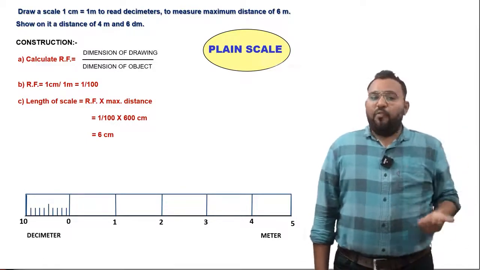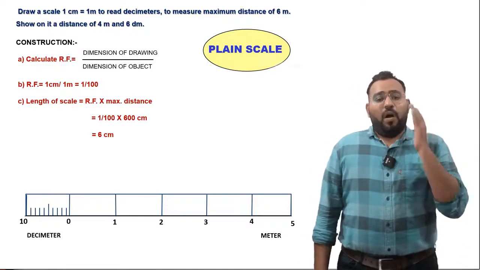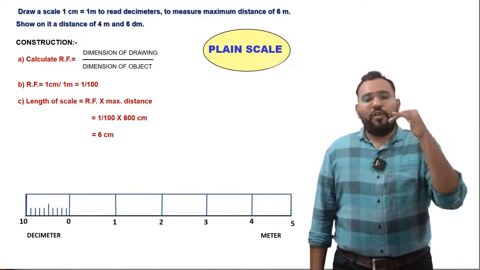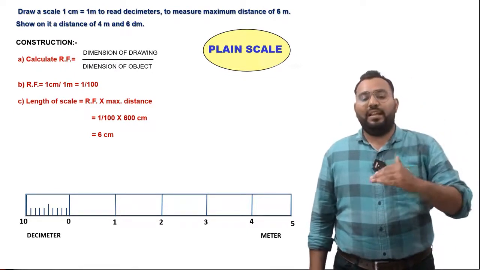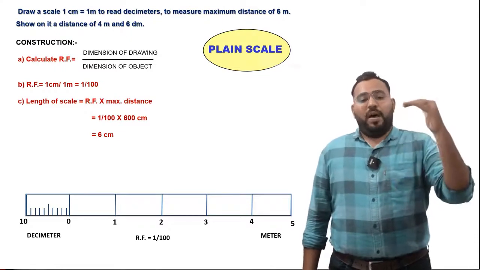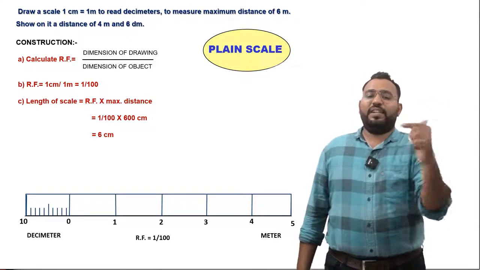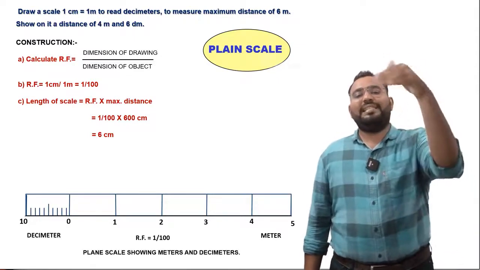Now we have to measure 4 meter and 6 decimeter. But before I do this, we have to write the value of RF just below the plain scale. So we will write the value of RF, which is 1 upon 100. So you have to write the main unit, subunit and RF in one single line. Okay, like this. Now we have to show 4 meter and 6 decimeter.